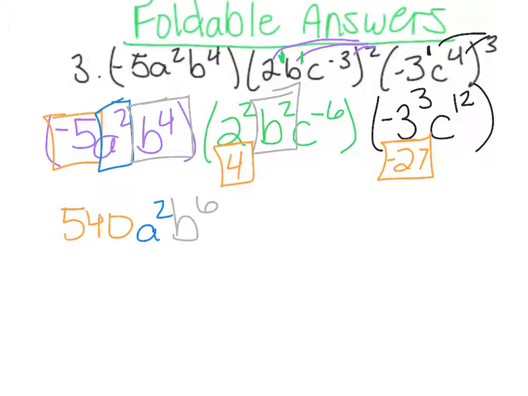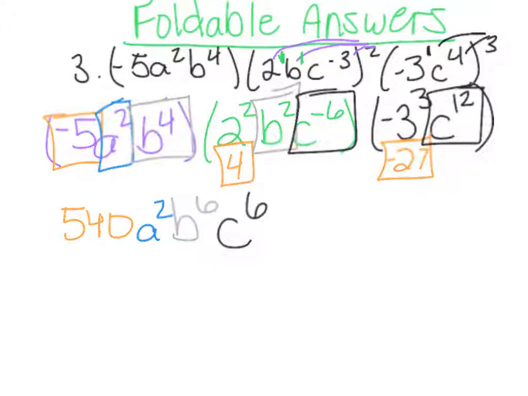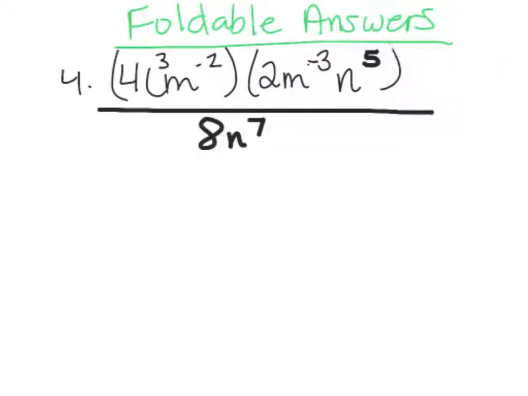And then the last thing I have is c. And I have a -6 and a positive 12. And again, I'm adding. So -6 plus 12 gives me 6. So it's c to the 6th. So that should have been your answer for the third one.